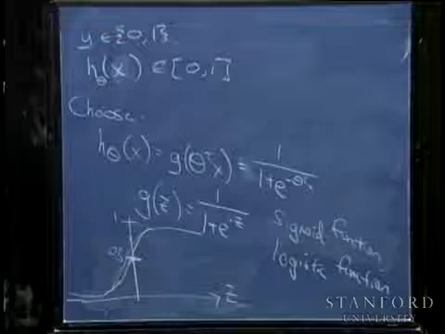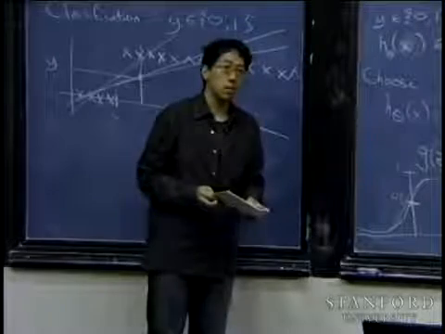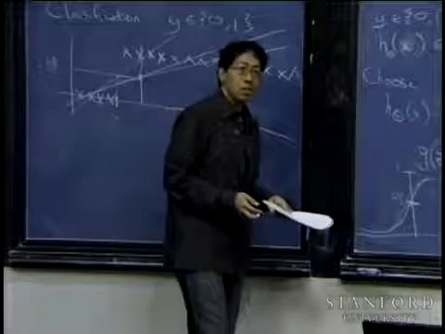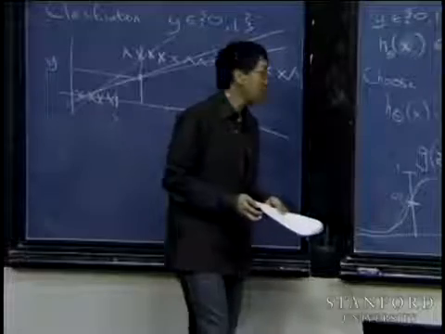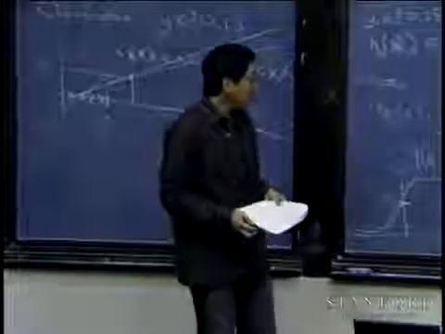Yeah, question? Why choose a sigmoid and not a step function? Say that again? Why we cannot choose a step function? Isn't that better for the binary case? Yeah, let me come back to that later.